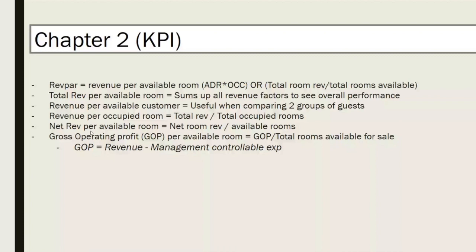To calculate it, you take the gross operating profit and divide it by the total rooms available for sale. So very similar to RevPAR, it is the total rooms available, not the total rooms occupied. To calculate the gross operating profit, you take the total revenue and subtract management controllable expenses.